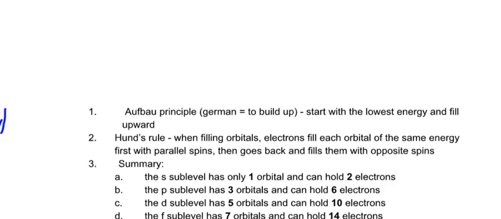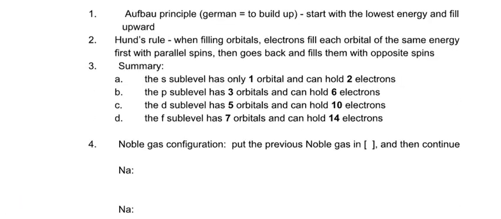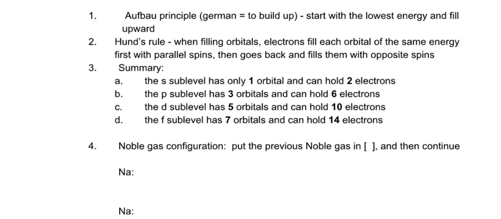How about you? So here, hang on a second. I've already alluded to a lot of these rules again. This ladder that we just saw is called the Aufbau, which is a German word that means to build up. It starts with the lowest energy level and you fill it upward, so you can't just start at 2s and ignore your 1s. Hund's rule is when filling the orbitals, electrons fill each orbital of the same energy first with parallel spins, then go back and fill them with opposite spins.